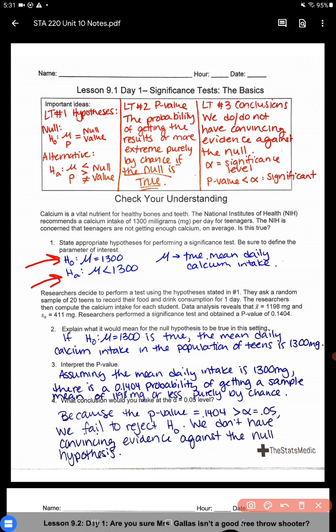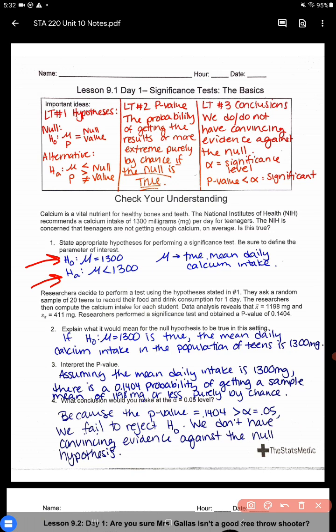Okay, but then we also need to think about, well, what if that's not true? What's the alternative hypothesis? And that's the H with the little a here. Well, the alternative, or what we're concerned about, is that the mean is actually less than 1,300. And this is what we call a left-tailed test, because numbers that are less than fall on the left side of a bell curve, right? So if we had been concerned about teenagers getting too much calcium, we would have flipped that less than to a greater than, and now it would have become a right-tailed test.